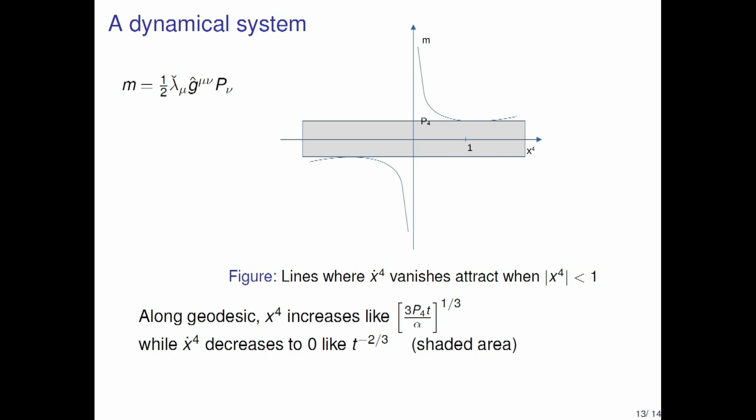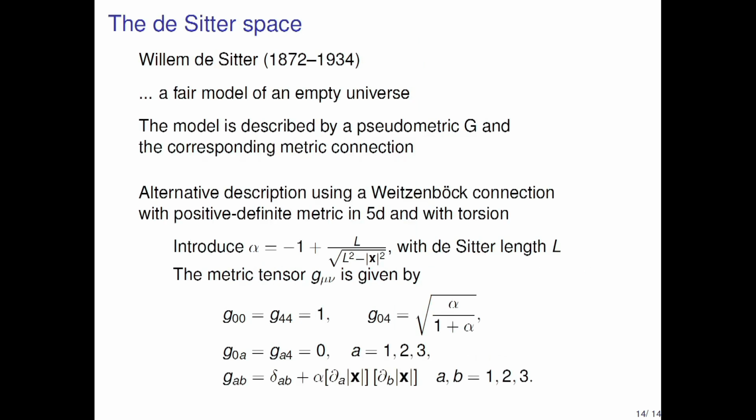Which is described in the paper, so I can skip that and go to my last example, which is the de Sitter space, also 100 years old, which is a fair model of an empty universe. De Sitter worked in Leiden together with Einstein. And the model, as you find it in textbooks, starts from the pseudometric describing time. But you can make an alternative description using a Weitzenböck connection in 5 dimensions. And it's written down here. And if you are interested, you can look it up in my entropy paper. And that's my final slide, so I stop here.